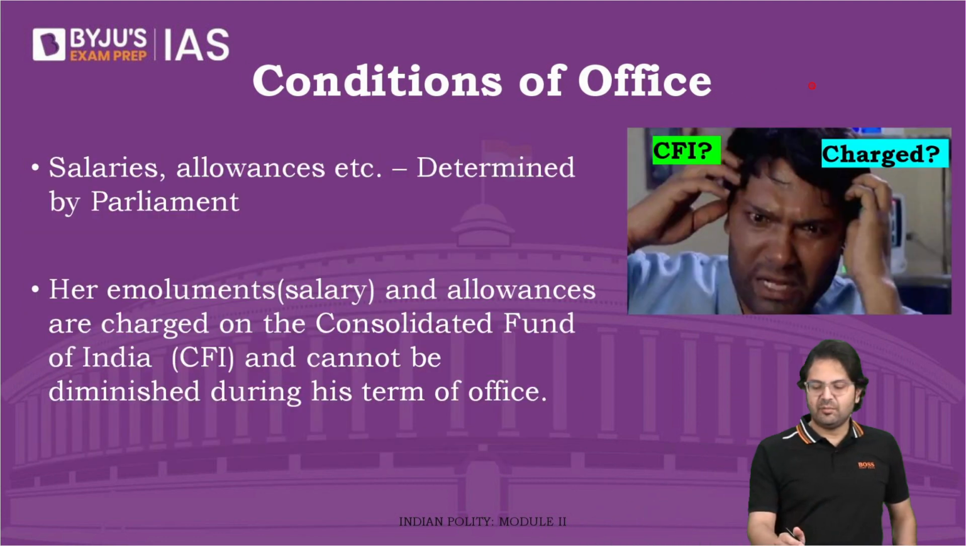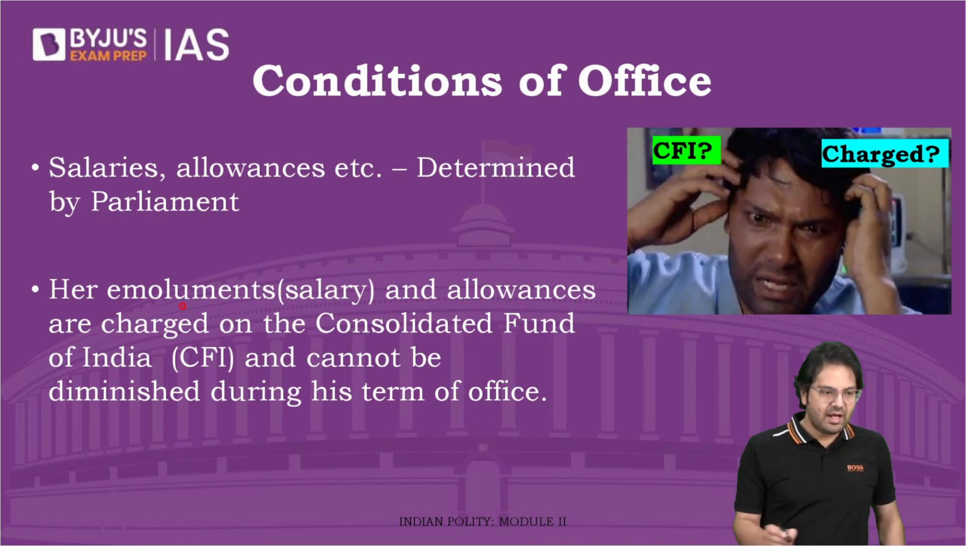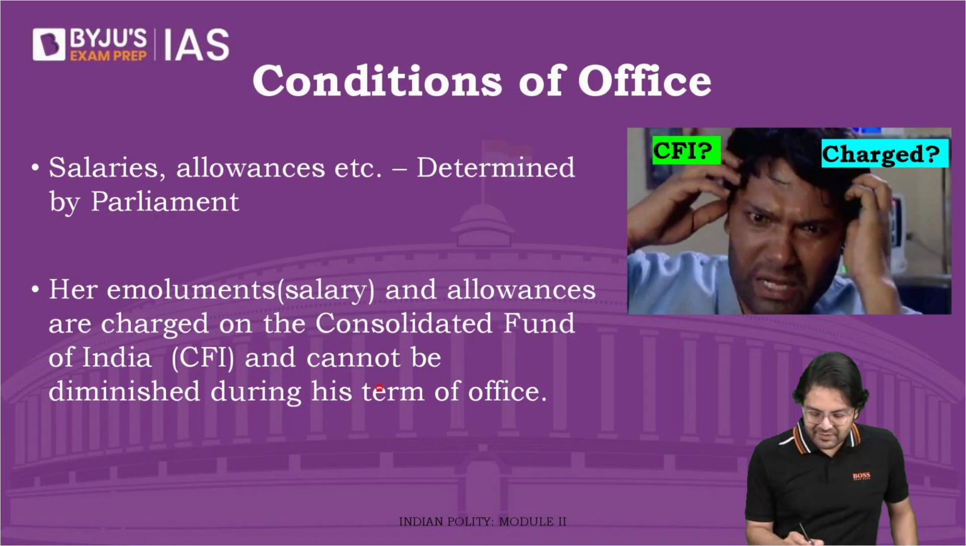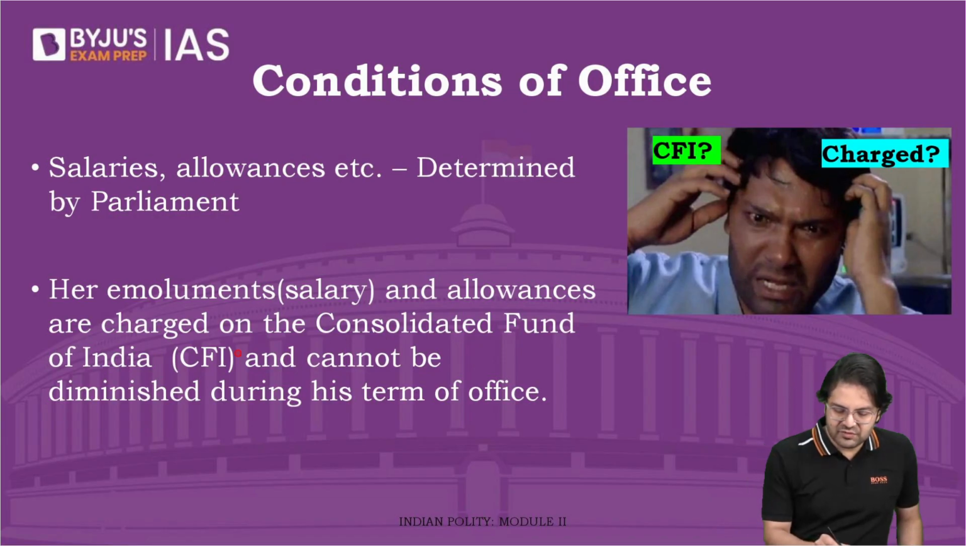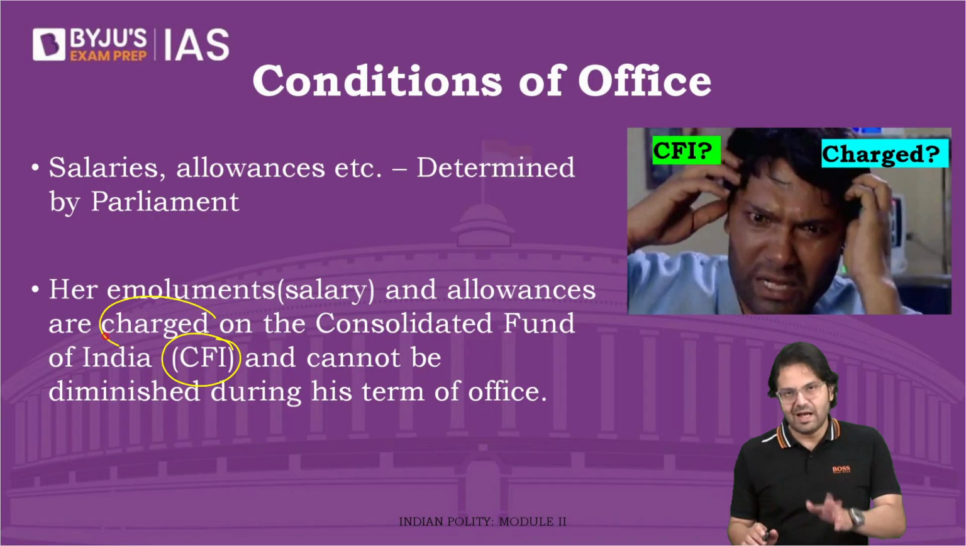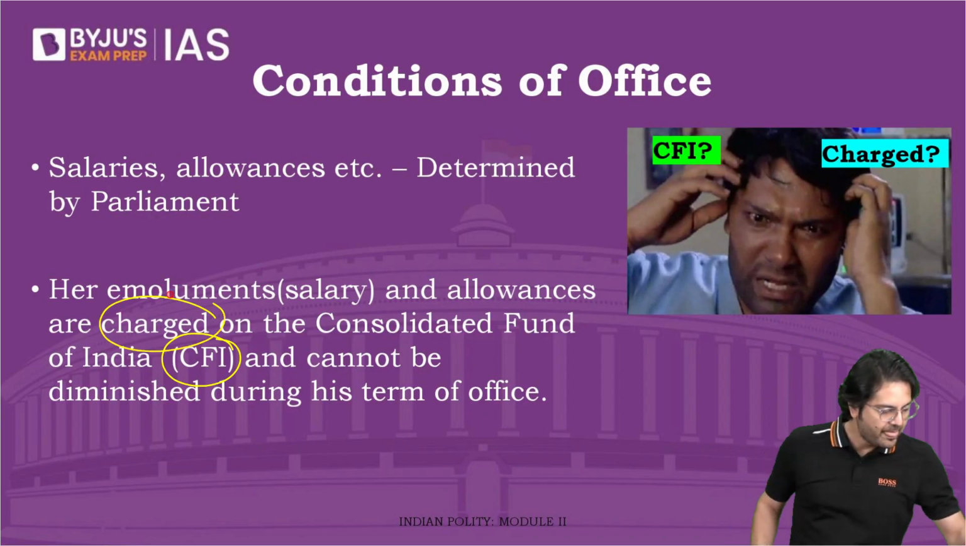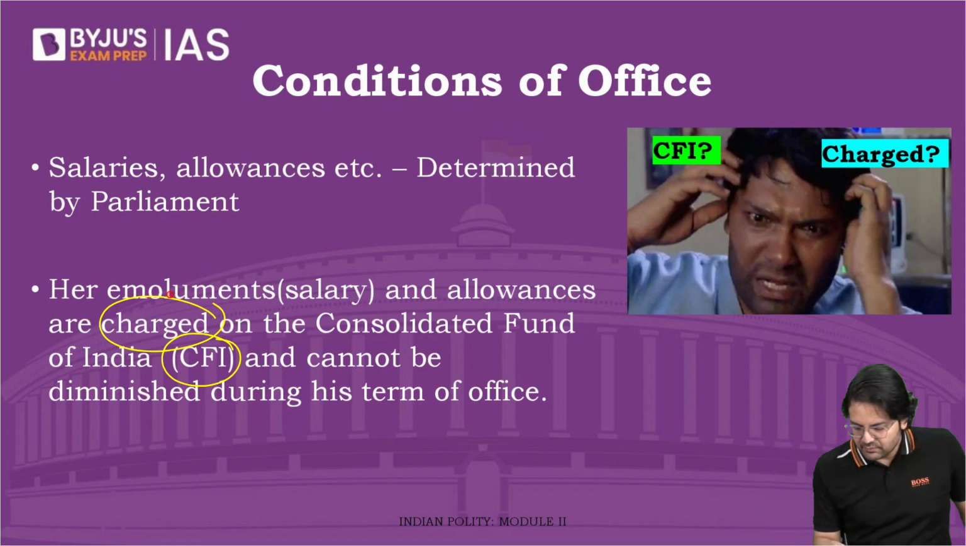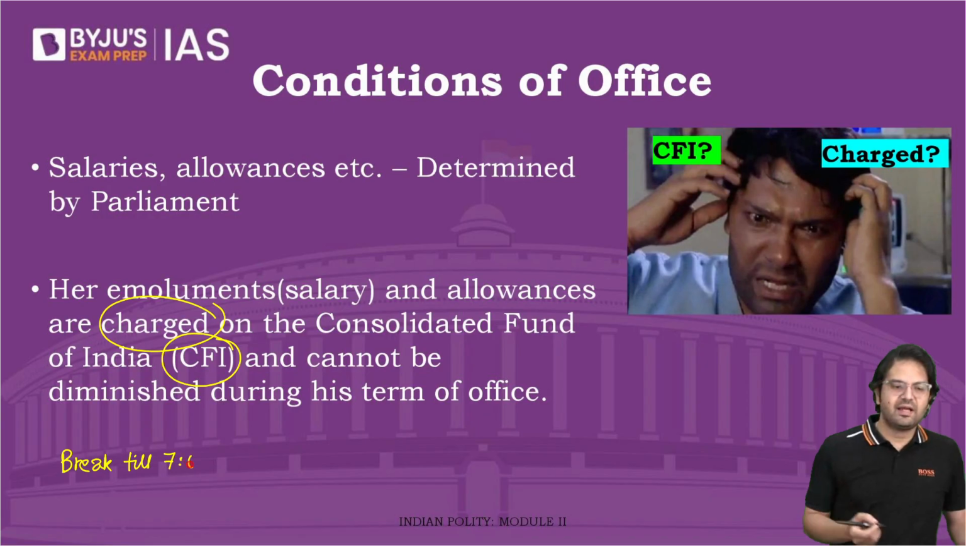The salaries and allowances of the president are determined by the parliament, and their emoluments, that is salary and allowances, are charged on the CFI and cannot be diminished during their term of office. What is the meaning of CFI? What is the meaning of charged? We'll discuss all of this after a break. Let's take a break. Be back at 7. And then we'll continue our discussion on what exactly are charged expenditure and CFI.